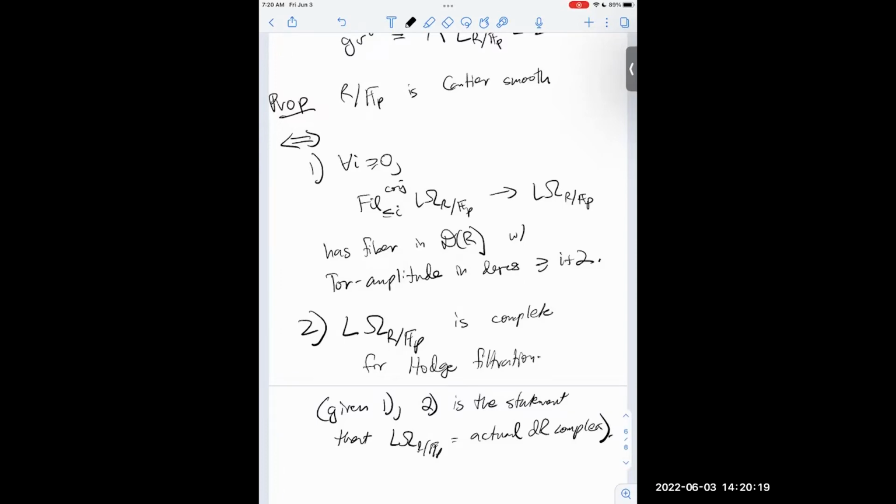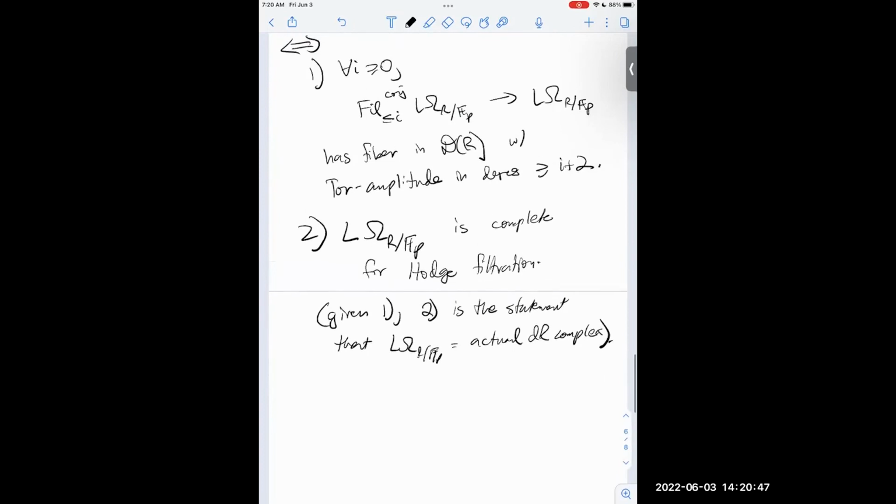Okay, so this is a slightly more complicated way of reformulating the notion of Cartier smoothness in terms of the derived de Rham complex and these two pieces, the conjugate and Hodge filtration elements. The reason to formulate it in this fashion is that these objects have analogs in mixed characteristic, thanks to the development of prismatic homology.